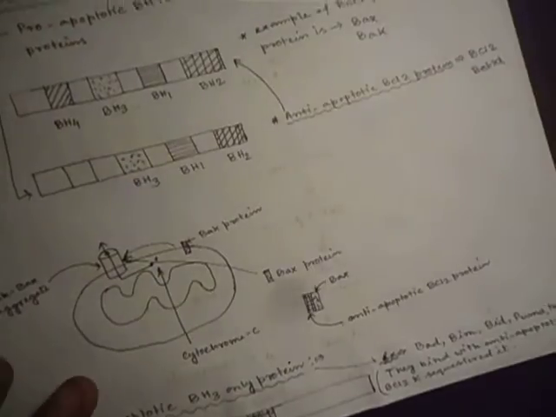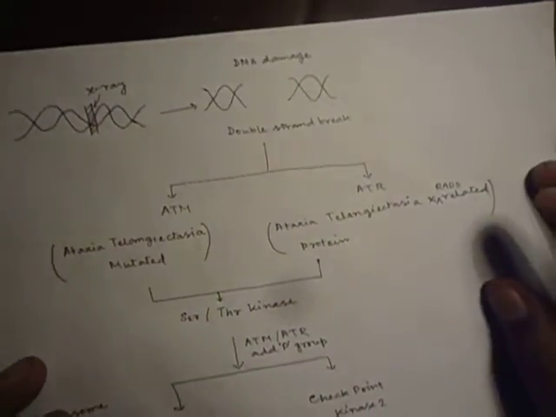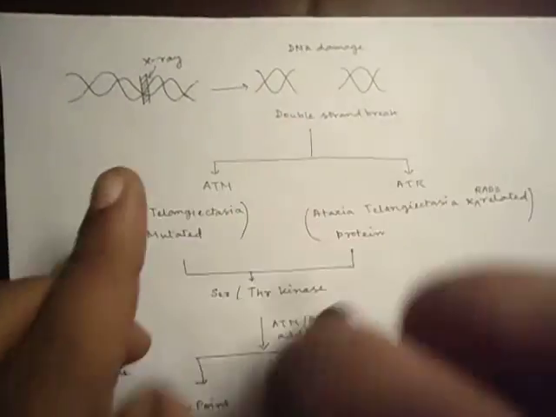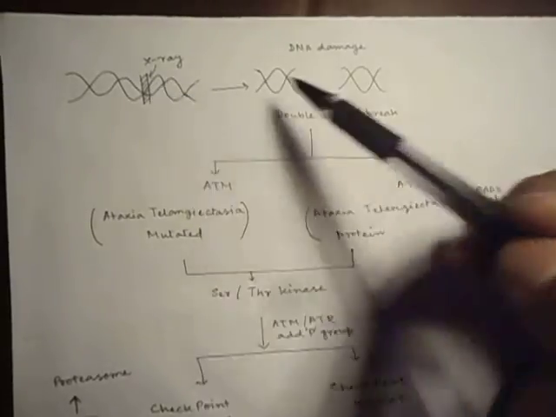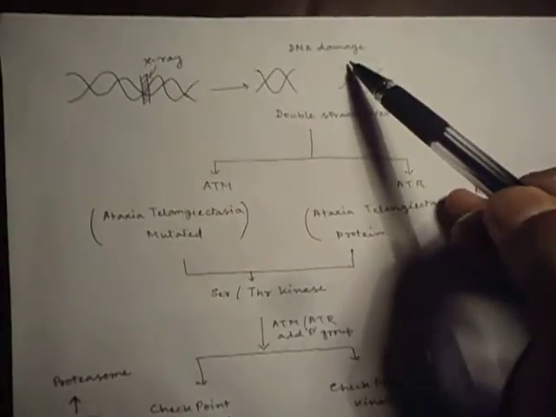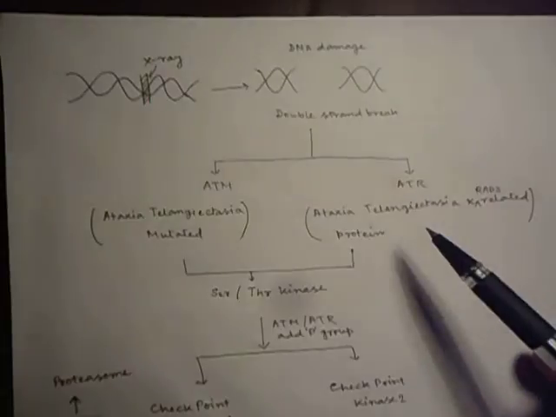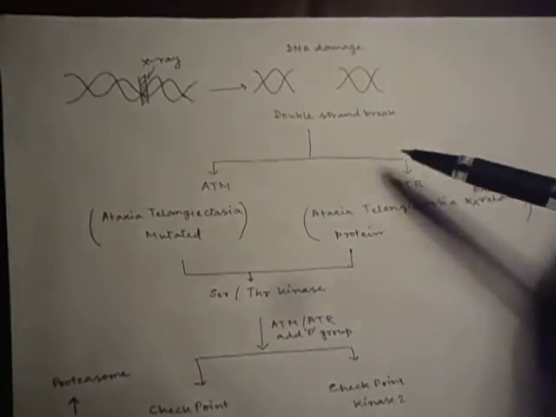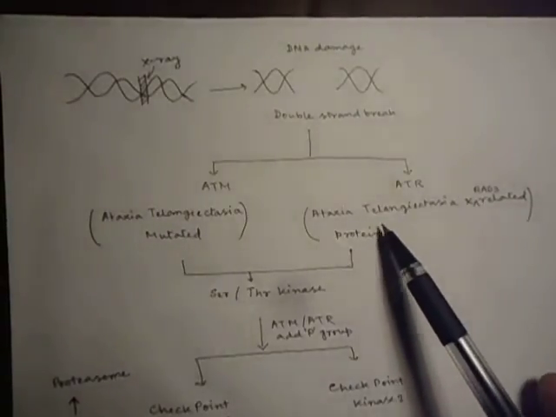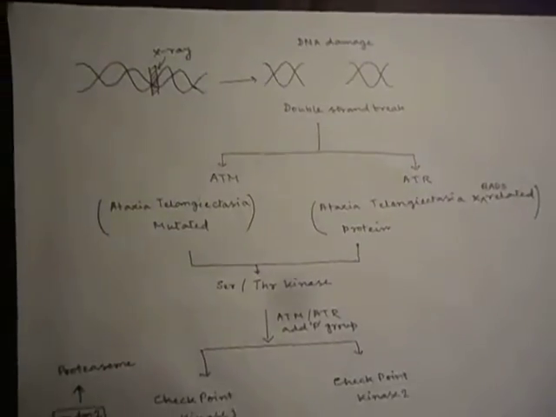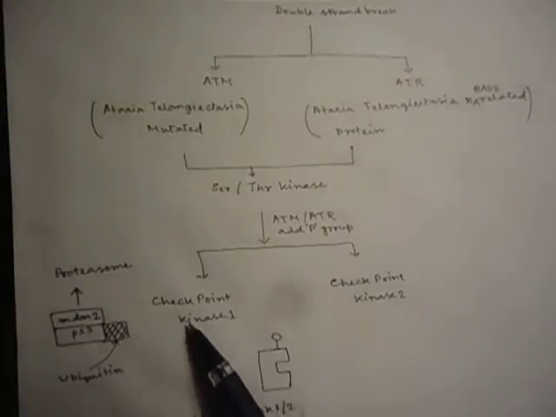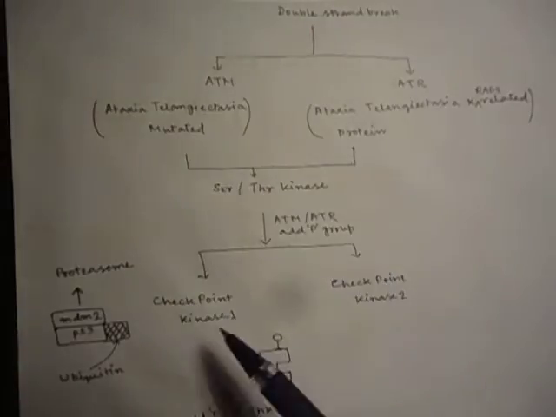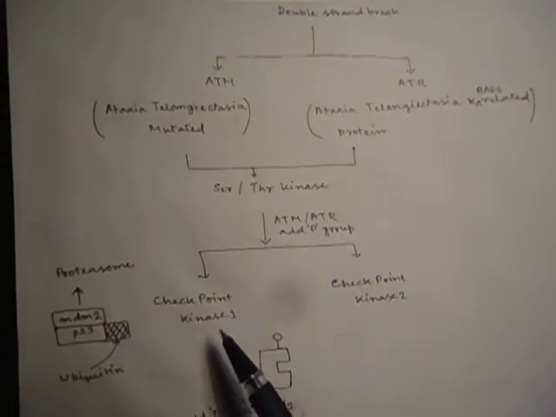Now come to the mechanism of the intrinsic pathway of apoptosis. Here, DNA damage. When we give X-ray, it will cause DNA damage, and a double strand break will occur here. After the double strand break, ATM and ATR, which means ataxia telangiectasia mutated and ataxia telangiectasia RAD3 related protein, become activated as serine threonine kinases, and ATM and ATR are phosphorylated. The phosphate group from ATM and ATR is added to the CHK proteins, checkpoint kinase 1 and checkpoint kinase 2.